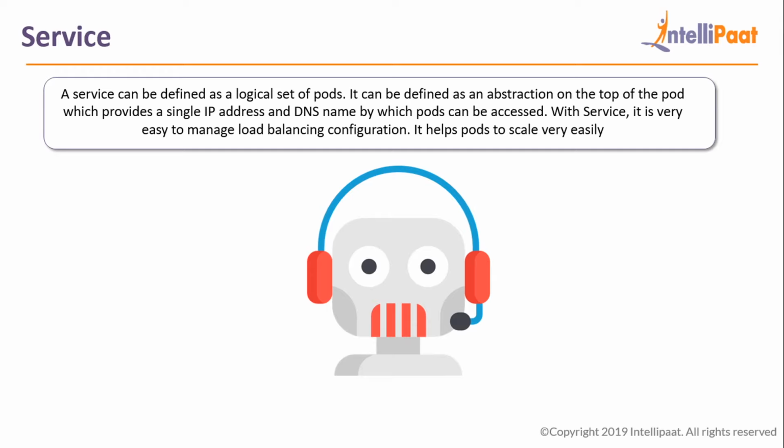Moving further, we have something called services. Now, services can be thought of as a logical set of pods. It can be defined as an abstraction on top of the pods, which provides a single IP address and DNS name by which pods can be accessed. With a service, it is very easy to manage load balancing configuration, and it helps us to scale pods very easily. So let me clarify this even further for you.